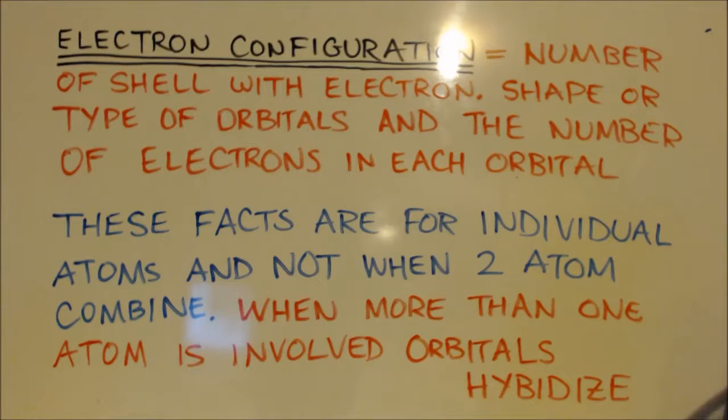I'm going to go into what an electron configuration is. Electron configuration is basically a set of numbers and letters that tell you the number of shells with electrons, the shape or type of orbitals, and the number of electrons in each orbital. And keep in mind, all these facts and these electron configurations are just for individual atoms and not for when two atoms combine. When more than one atom is involved, orbitals will hybridize. I'll get into that in a later video.